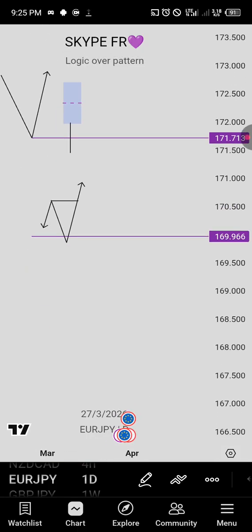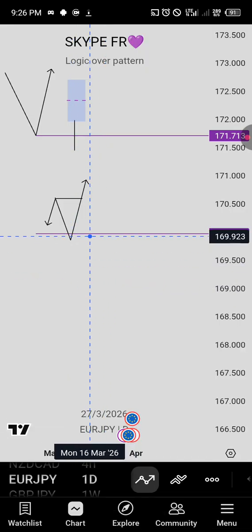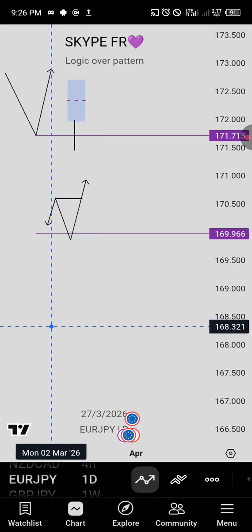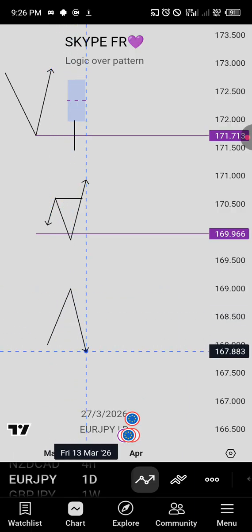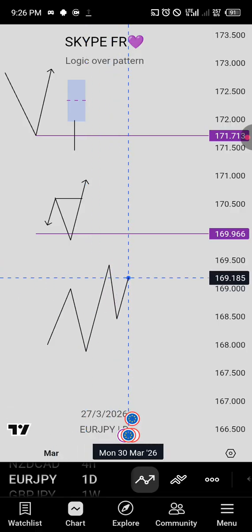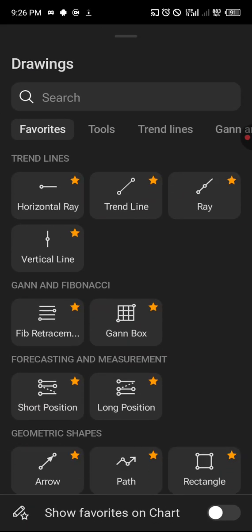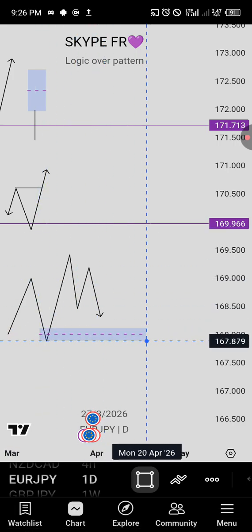Then thirdly, you want to look for a bullish SMC structure from this level. It's actually the most basic form of SMC structure. There's actually not much logic in this. You just need the break of structure, inducement, and then an order block. So let's say this is it. This is our order block.